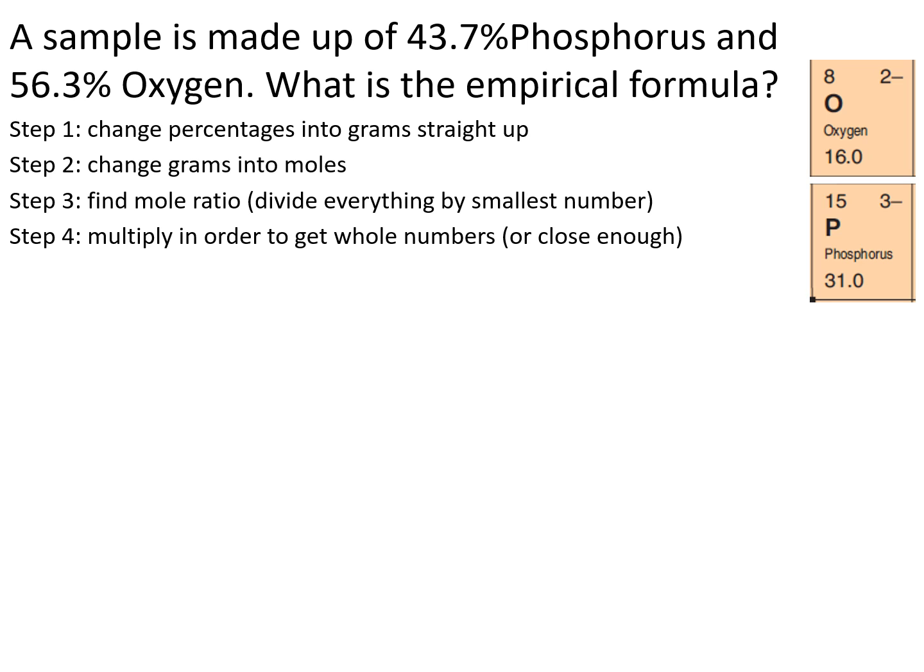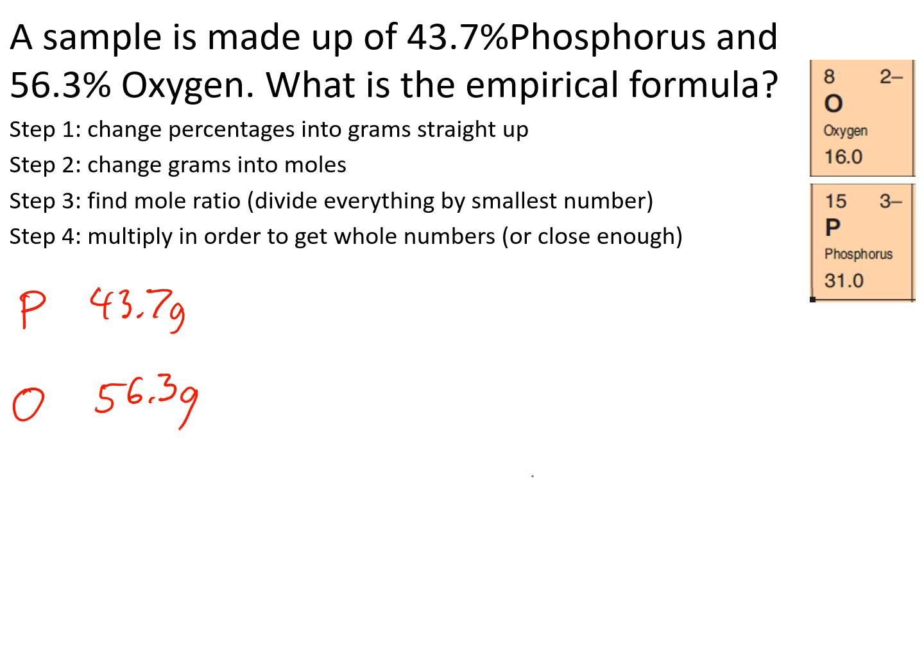So I have 4 steps right here, and the first step says just change the percentages right into grams. So I'm going to write my phosphorus, and I have my oxygen right here. And so my first step says change the percentages straight into grams. So instead of writing 43.7% and 56.3%, I'm just going to change those into grams. Okay.